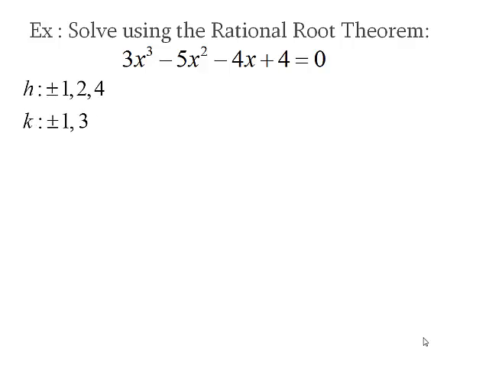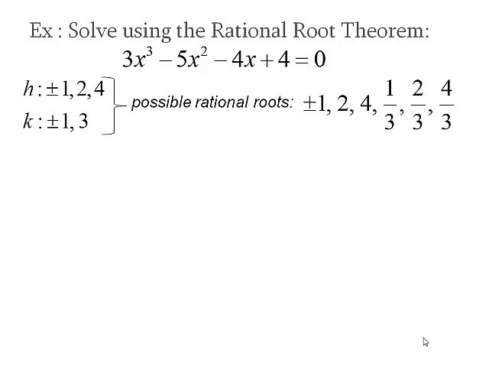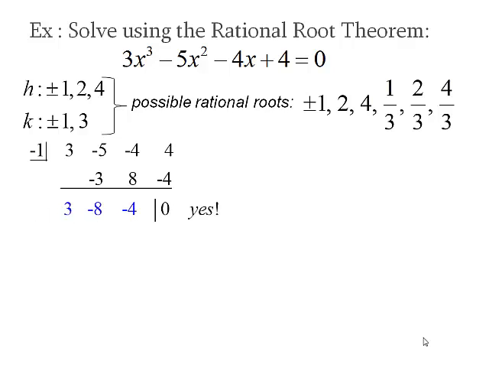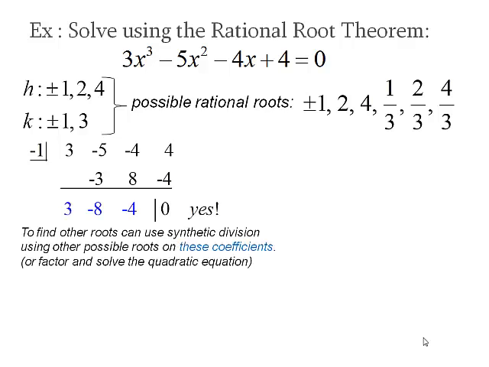Factors of h, 1, 2, and 4. Factors of k are 1 and 3. If I do the division, h divided by k, I get these possibilities. This time we have 12 possibilities. So we're going to try negative 1. I tried 1, it didn't work. I tried negative 1, and it worked.